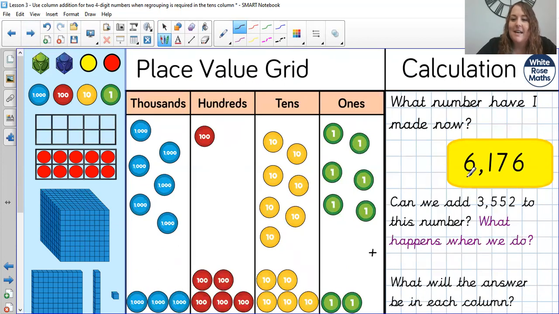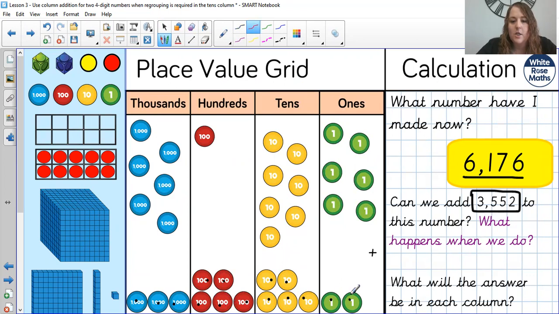Okay, from my 6,176, we are going to be adding 3,552 then. So let's just check. Thousands in the thousands, 1, 2, 3. Hundreds in the hundreds, 1, 2, 3, 4, 5. Tens in the tens, 1, 2, 3, 4, 5. And ones in the ones, 1, 2. Okay, let's add them up then.